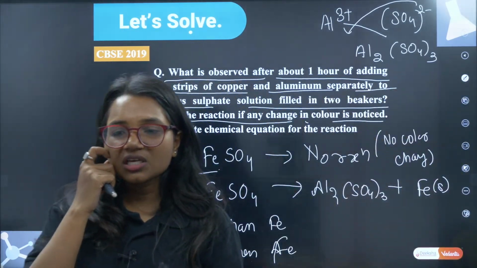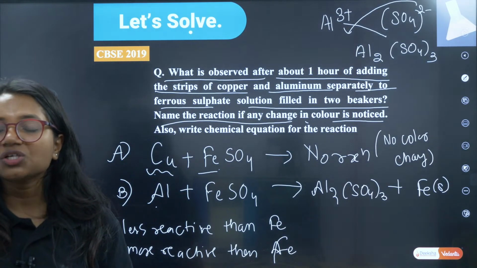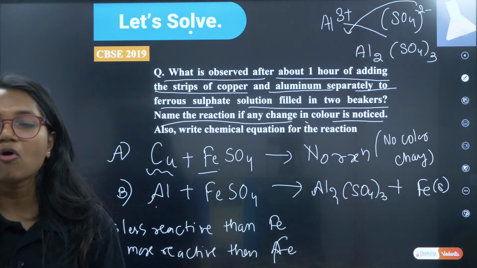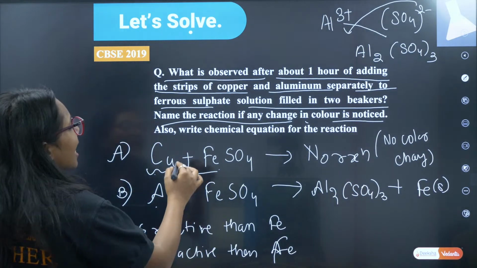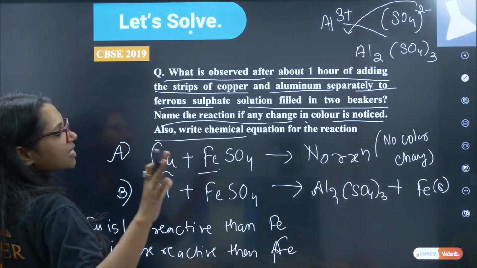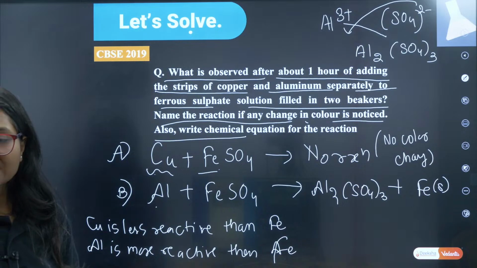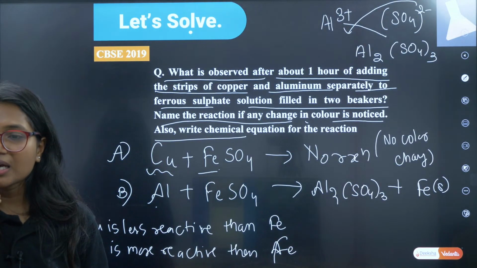Very good. A, no reaction. B, aluminium sulfate will form and iron will form. Absolutely correct. So it is which kind of reaction? Write the chemical reaction. It is a displacement reaction. Very good. Iron sulfate is green in color.